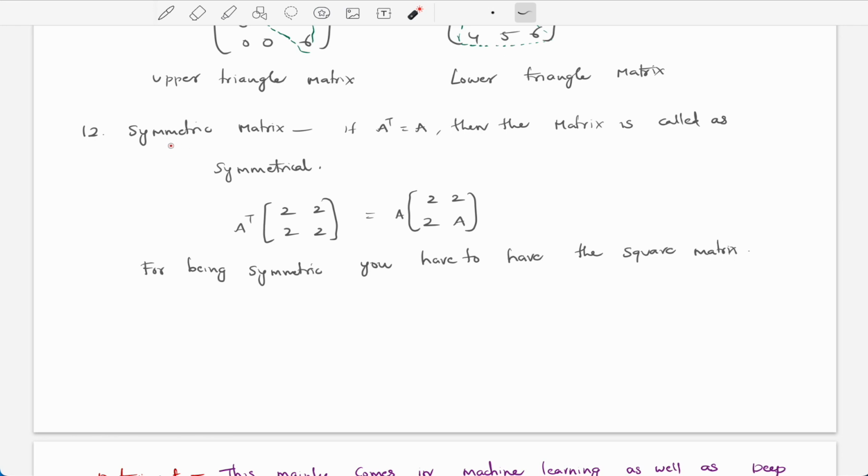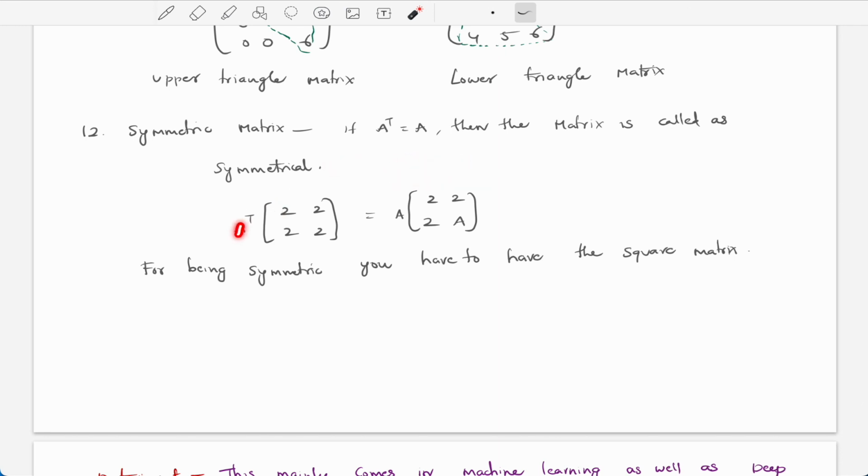So what do you mean by symmetric matrices? If we transpose A and the answer is also A, meaning the values are the same, are you understanding? I'll give you an example. If A transpose is equal to A, then the matrix is called symmetric. Symmetric just means same.